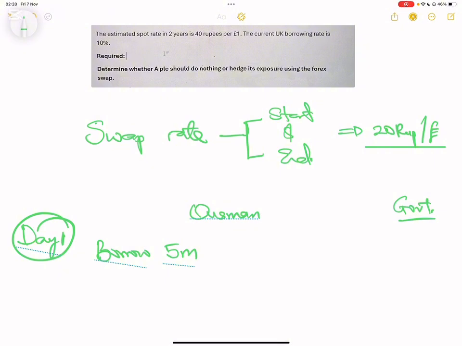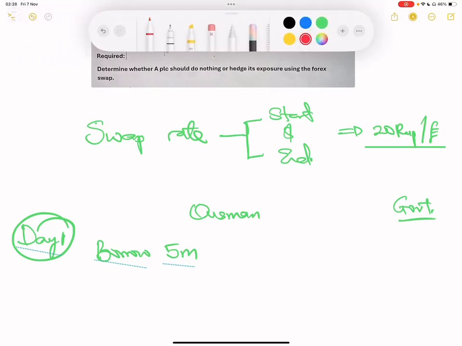On day one, 20 rupees is 1 pound, so the total amount that he will need to be able to do his swap, he needs to swap in his own currency for what he wants. That will be equivalent to 5 million pounds, and that is 100 million rupees. So if he's going to get 100 million rupees from the government, he must be able to give the government of Pakistan 5 million pounds.